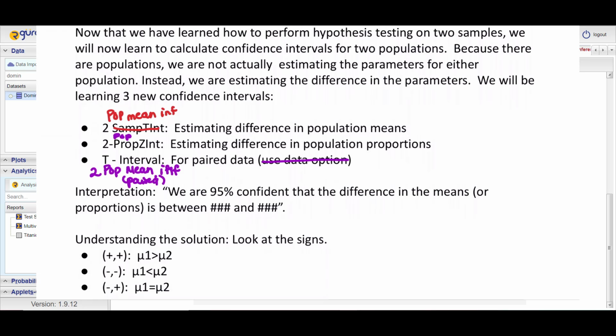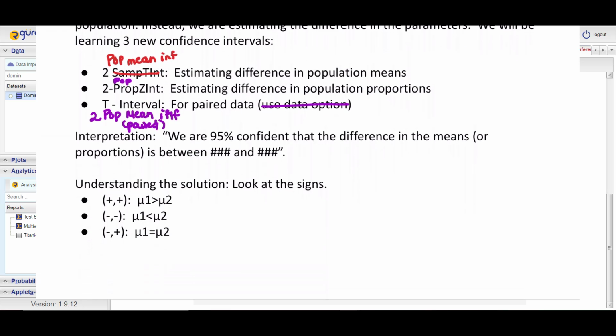Don't worry about this part here. Okay, so this is what you do need to know. If you were to write the interpretation sentence, you would say, we are 95% confident that the difference in the means or proportions is between blank and blank. Or you could say mean difference.